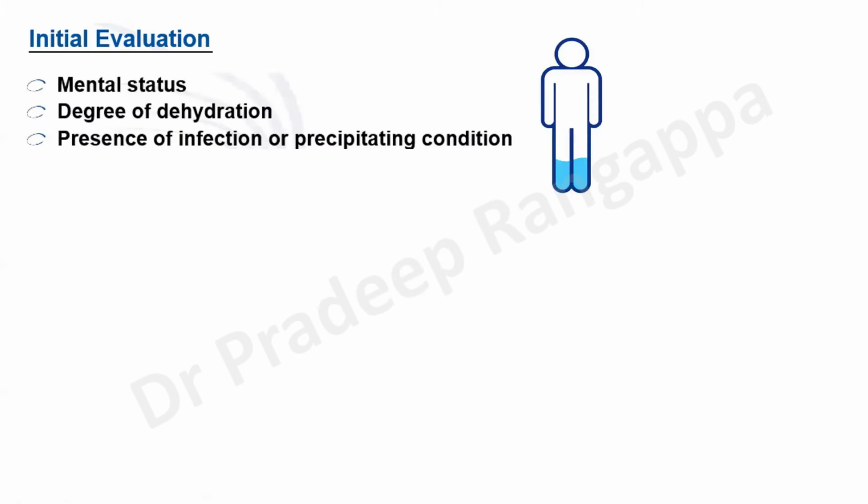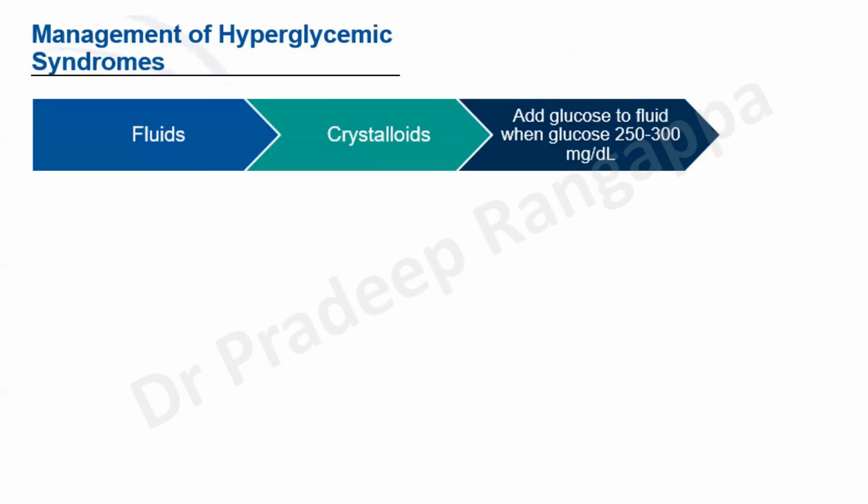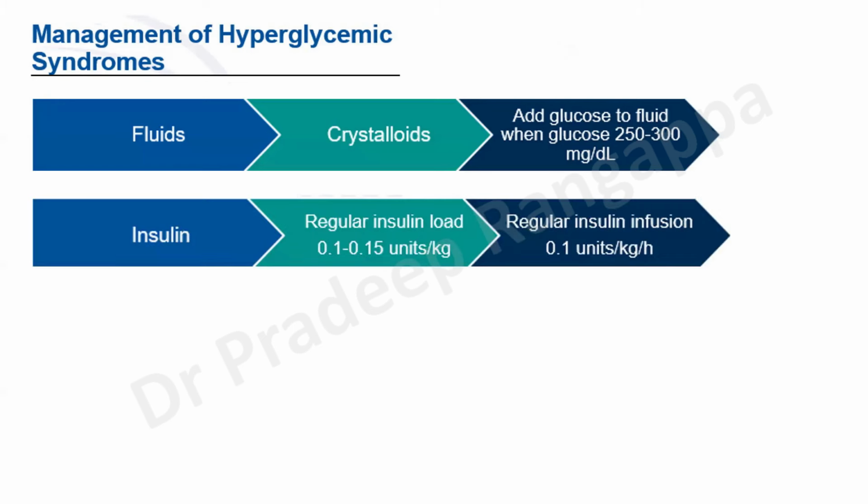In the initial evaluation of DKA, you have to assess the mental status, degree of hydration, and you have to treat the underlying infections. Obviously, you will check glucose, ketone bodies, arterial blood gas, ECG, echo, because in a hyperosmolar state, they are at risk of stroke and MIs. The management of DKA and hyperosmolar state is always fluids. Crystalloids are the mainstay. Then you have to start insulin infusion at 0.1 to 0.15 units per kg and get the sugars down. The key aspect of resuscitating DKA is almost always fluids. There will be a fluid deficit of up to 10 to 12 liters.